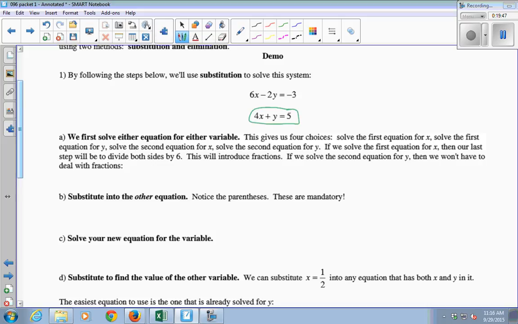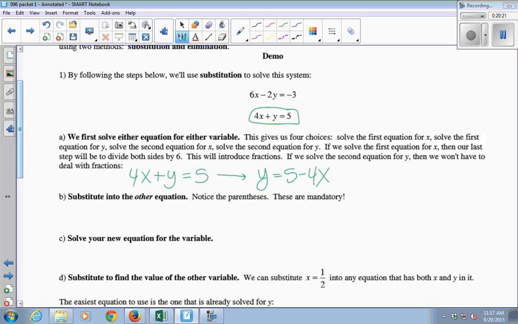So I'm going to start by writing down the second equation, 4x plus y equals 5. And I just want to get the y by itself. So I would subtract 4x from both sides. So y equals 5 minus 4x. So that's the first step. Pick one of the equations and solve for one of the variables. You can make any choice you want, but sometimes it's nice to look ahead a little bit and figure out which choice is going to be easiest for you.